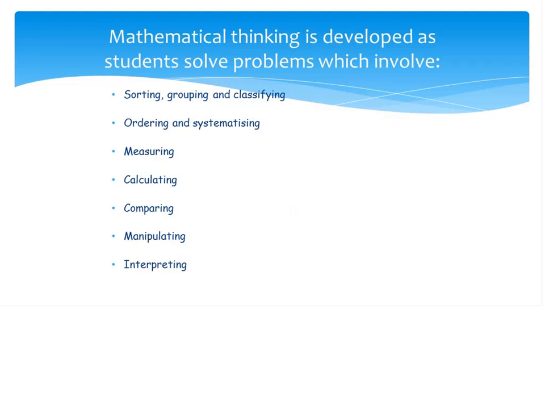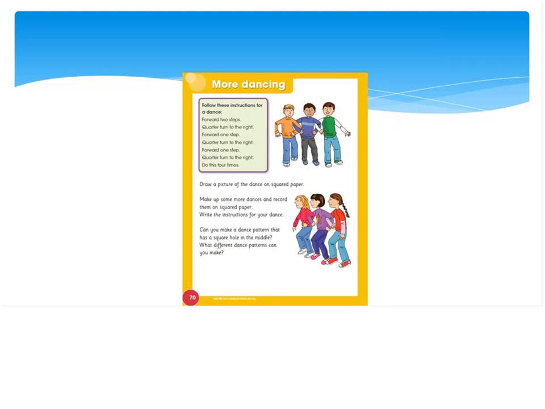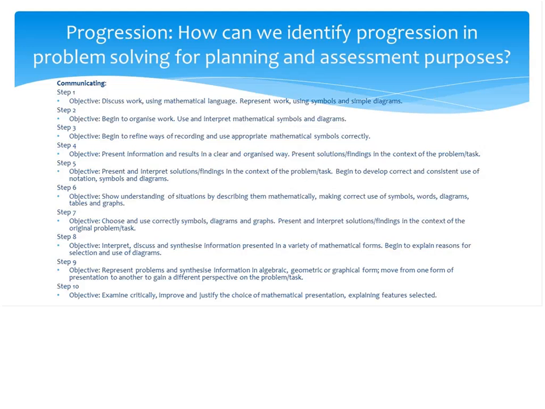So we're looking at solving problems and a whole list of things that will help develop mathematical thinking. Grade 2, they're looking at dance directions. They're making up music for their dance. We're looking at direction, position, and movement, and they're working as a group of 4. The next one follows on from that lesson, and there is the teacher's page.